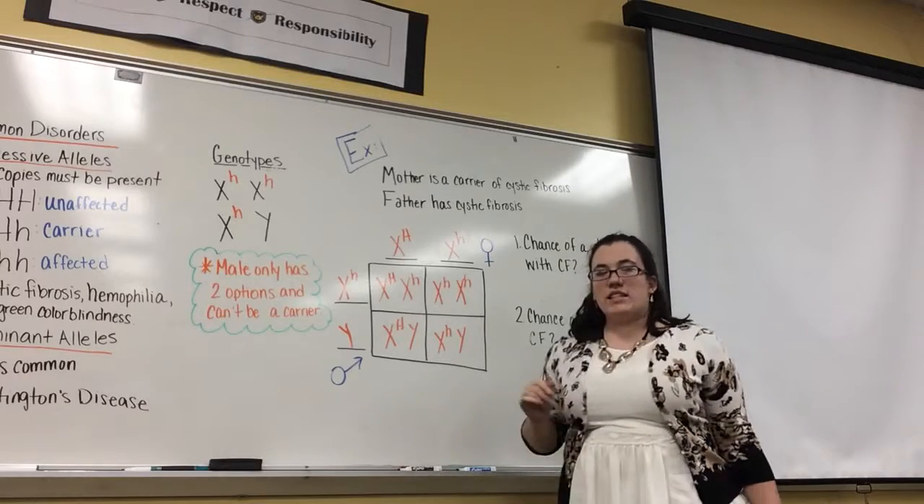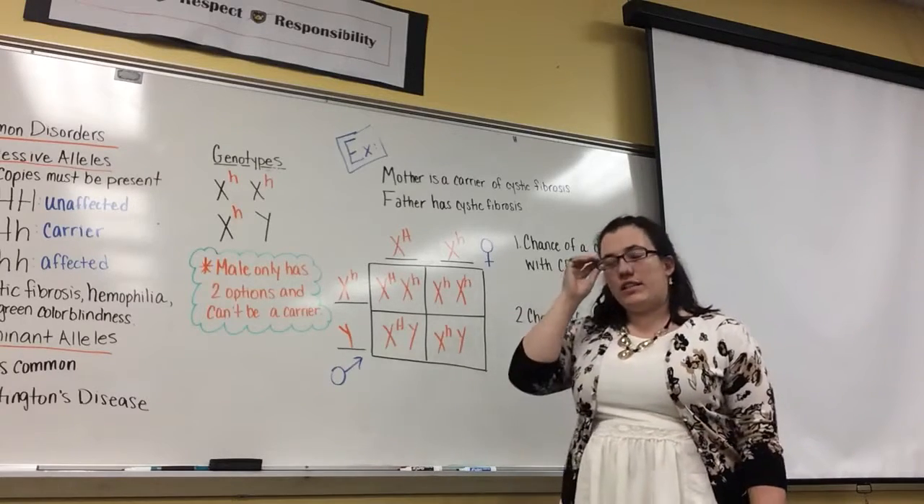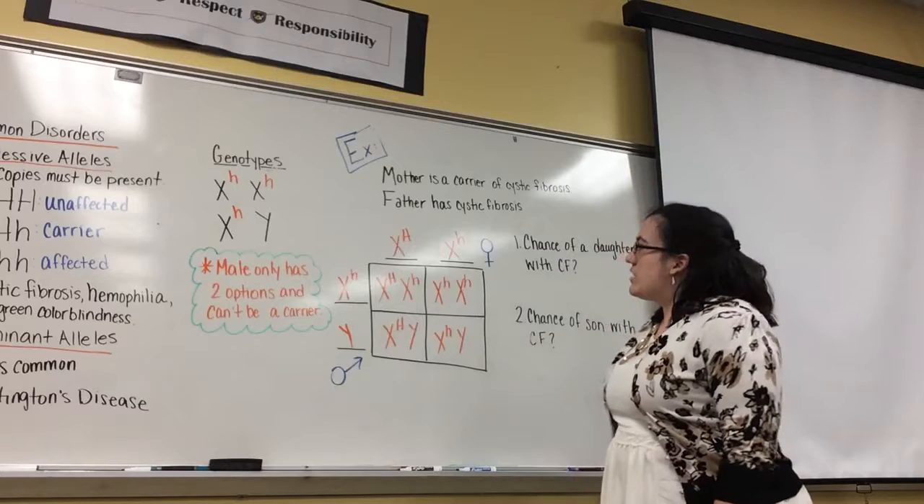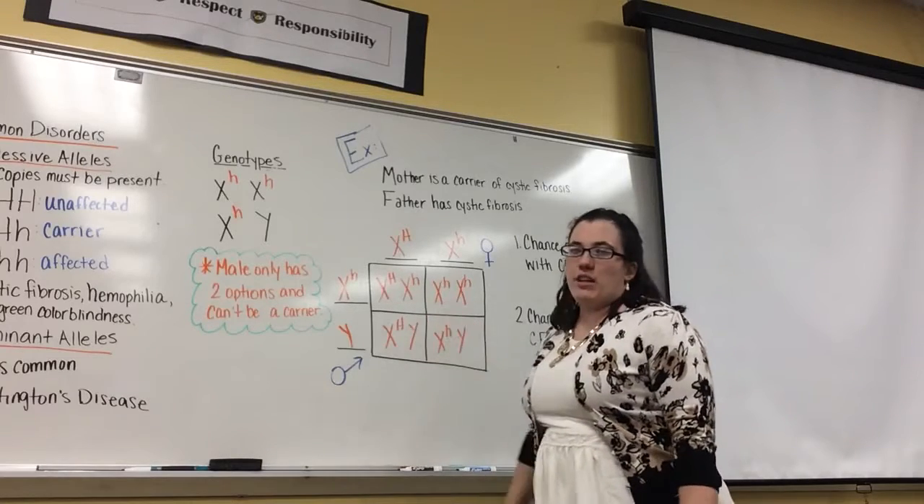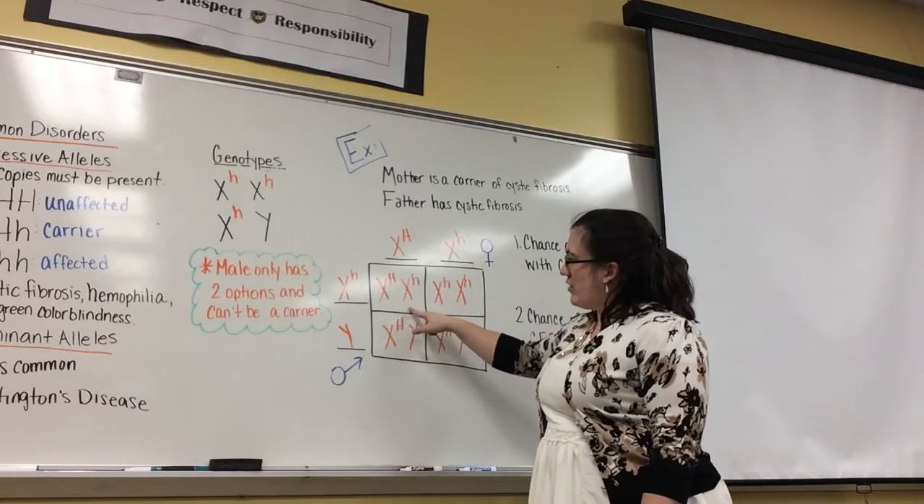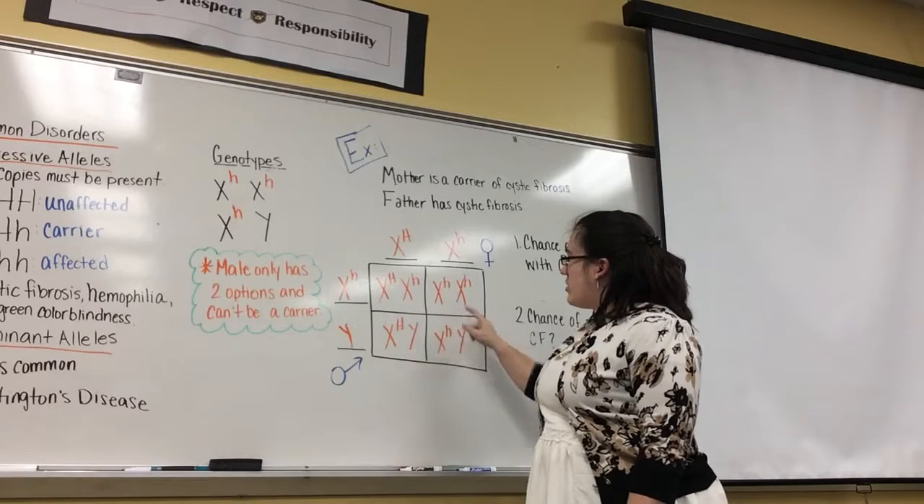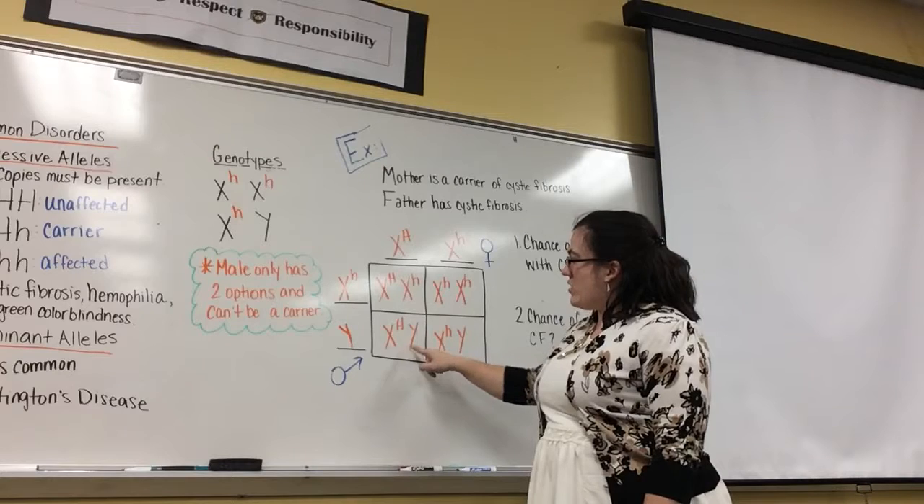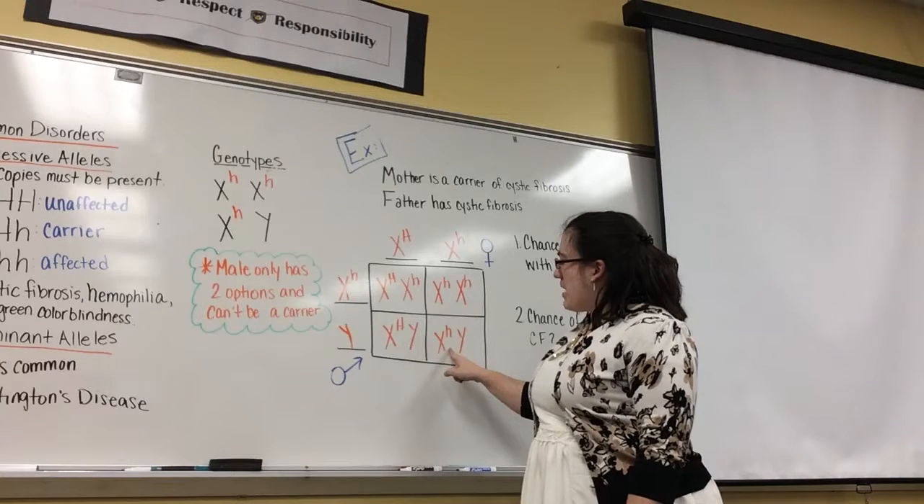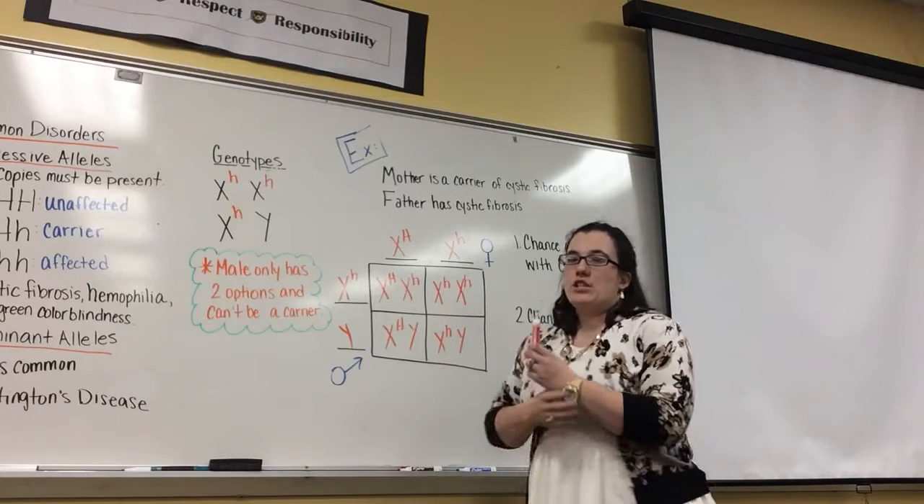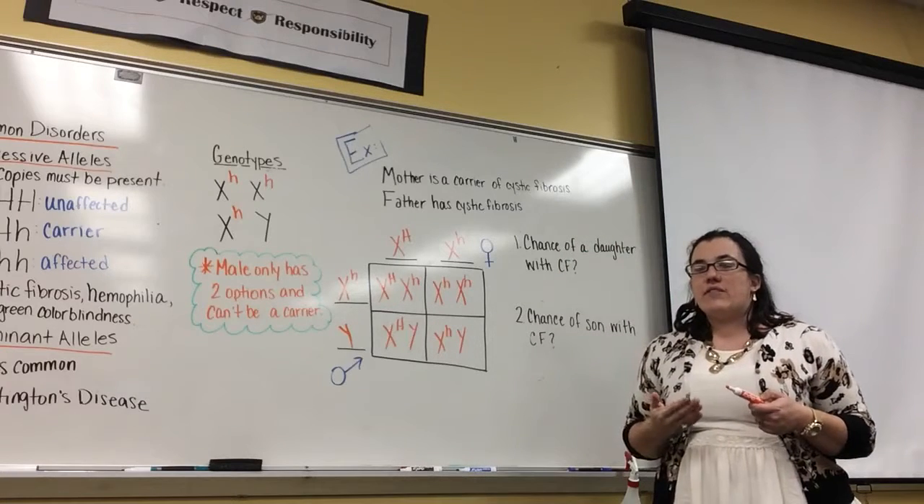So when you do these crosses, you're going to fill out the boxes like you would with a normal cross. And so here in this first box, you would have X big H, X little h. Here, X little h, X little h. Here, X big H, Y. And in the last box, X little h, Y. So you can then use these results to analyze them.